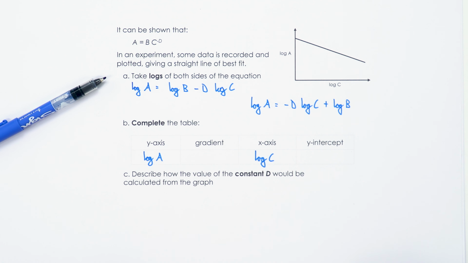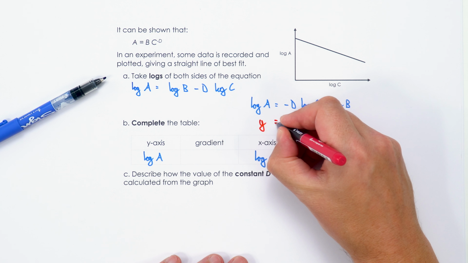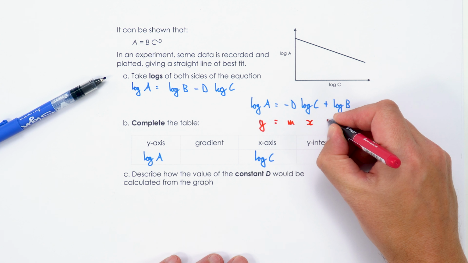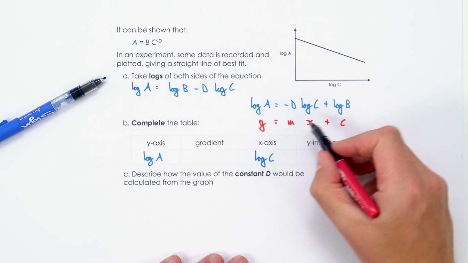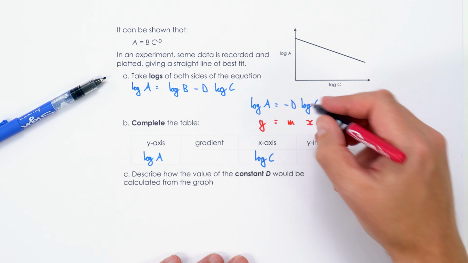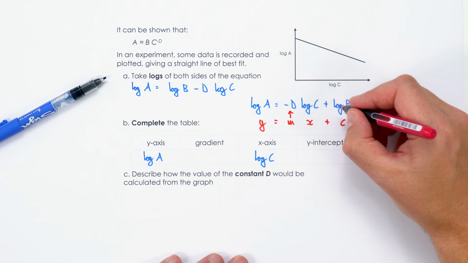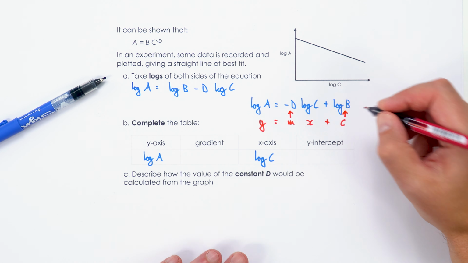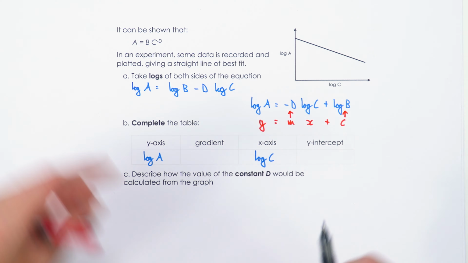And we can now see how this is then related to the equation y is equal to mx plus c. So we've got this on the x-axis, that on the y-axis, which means the gradient is equal to minus D, and the y-intercept is equal to log B.